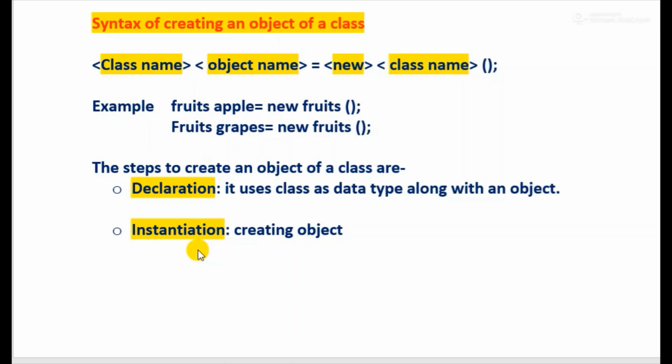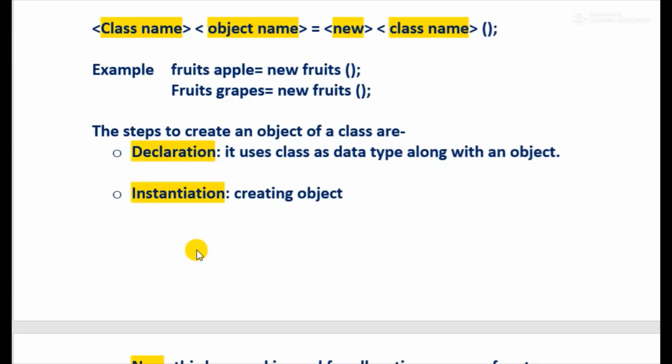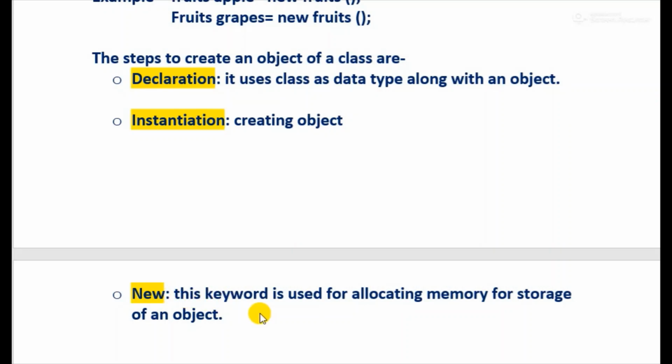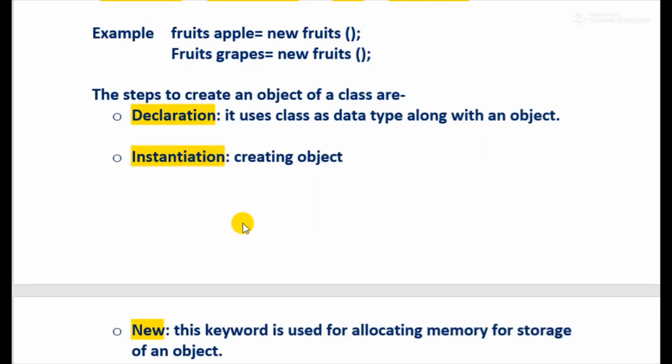The next point is the steps to create an object of a class. The first step is declaration, which uses the class as a data type along with an object. Here, Fruits apple is the declaration step. The next is new. The new operator or keyword is used for allocating memory for storage of an object. Whenever we create any object, to store that object in memory we need some space, and that space is provided by the new keyword.